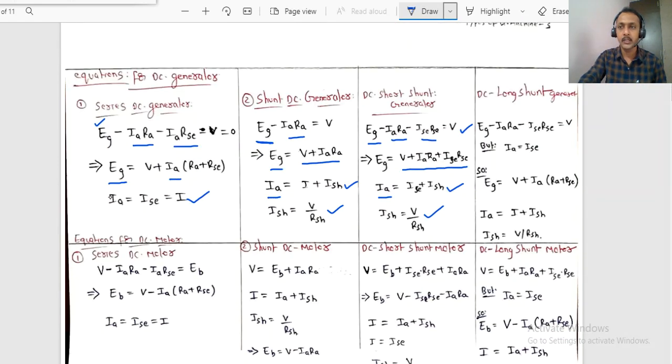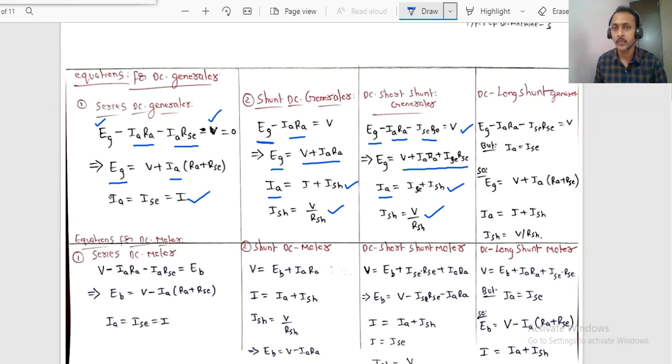Once you know the KCLs, voltages: don't think that the entire generated voltage will be available at the load. Some voltage will be wasted. Out of the generated voltage EG, you have to subtract the drops, the voltage dropped or wasted because of the resistances of the winding. That remaining part only will be available across the load. Like that you remember. Or you can apply the KVL, and if you write KVL, then also you will get the same equations, right? Once this base equation is known, the remaining things are very easy.